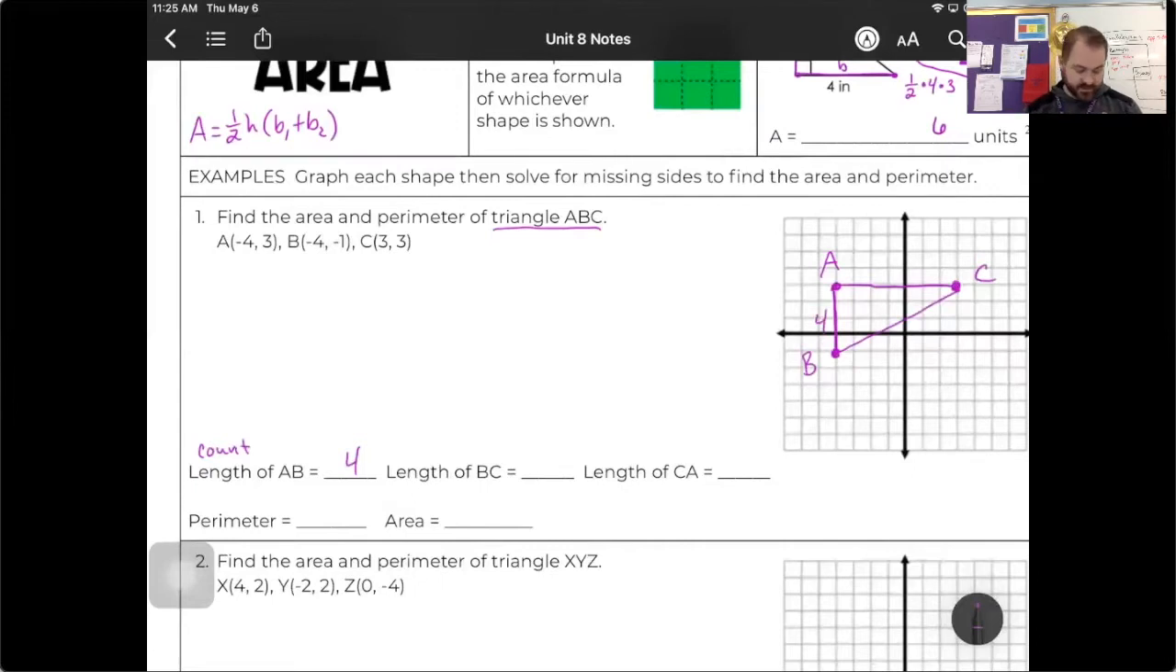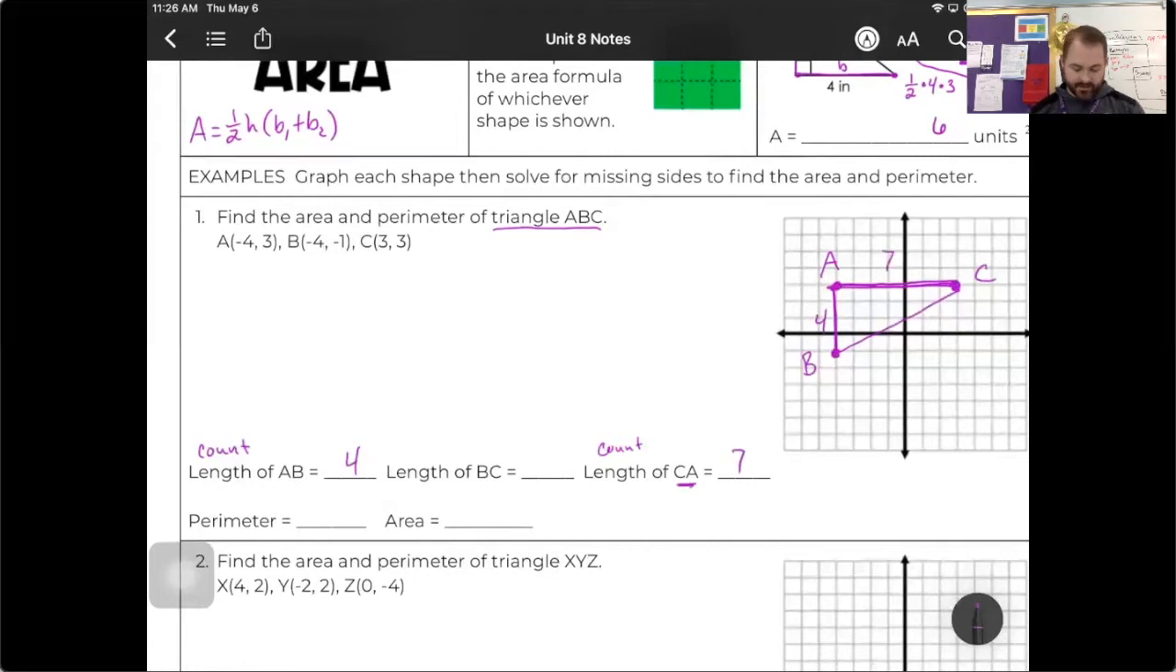Okay, we're going to skip over BC and focus on CA for a second. CA across the top, that's horizontal, CA or AC. I can count that one as well. We can count from A over to C, and if you count that carefully, you should realize that is a length of 7.